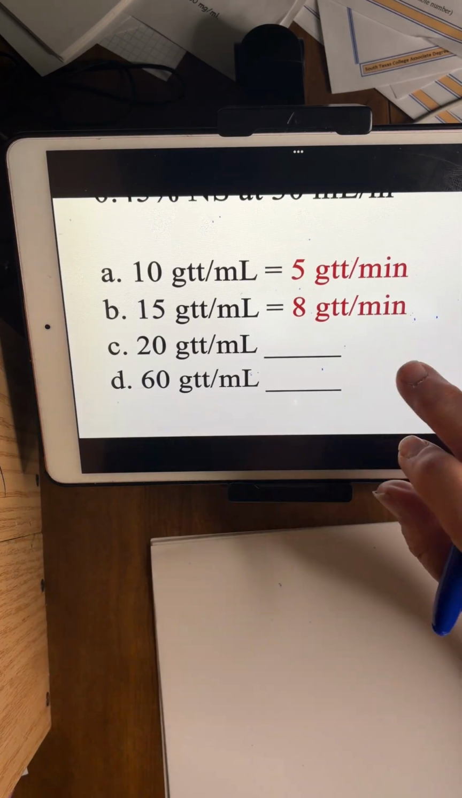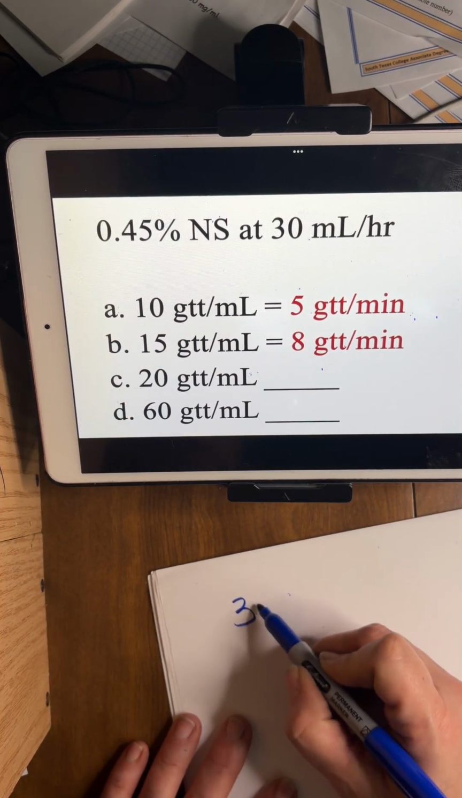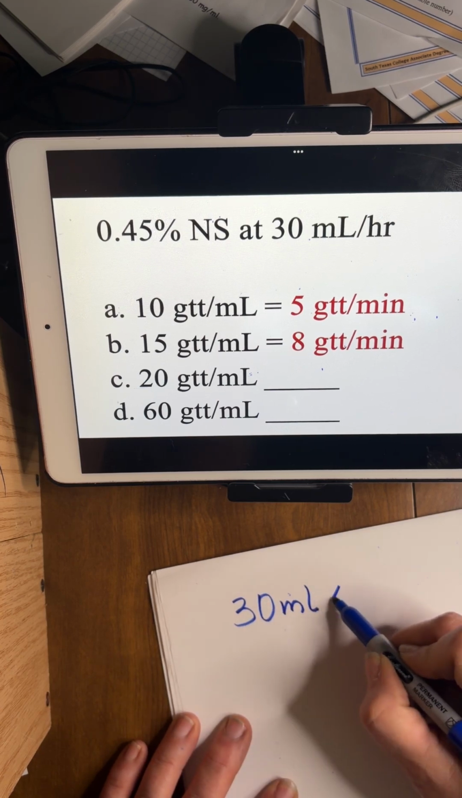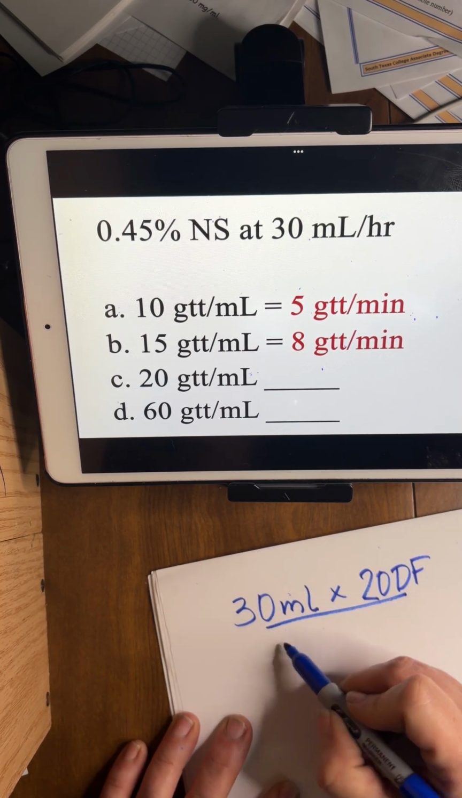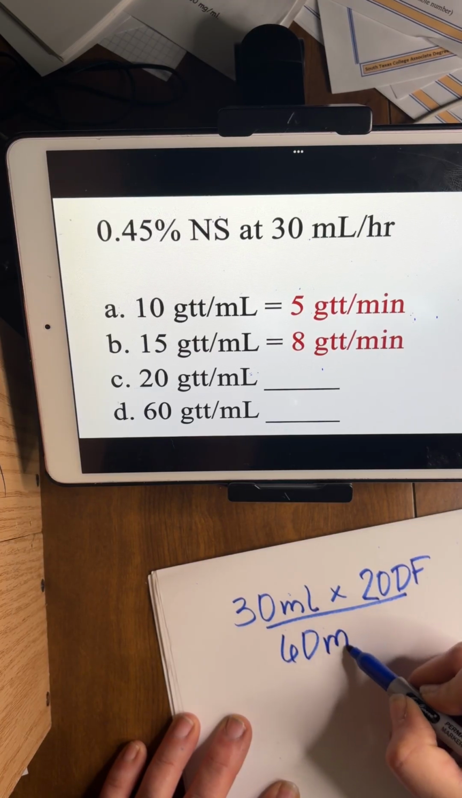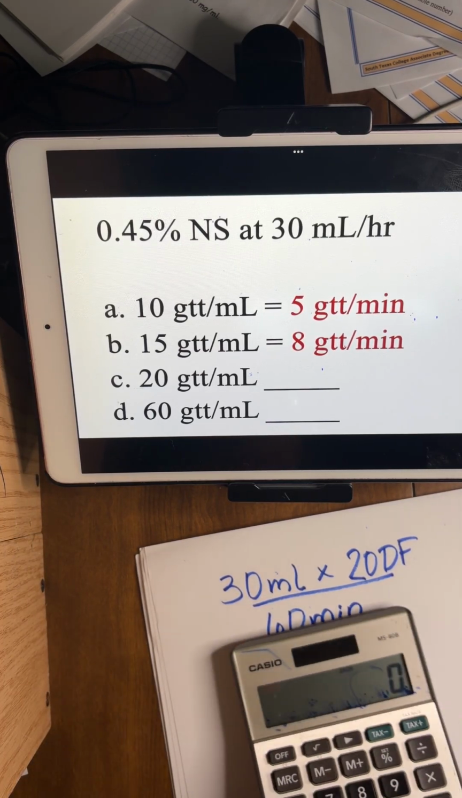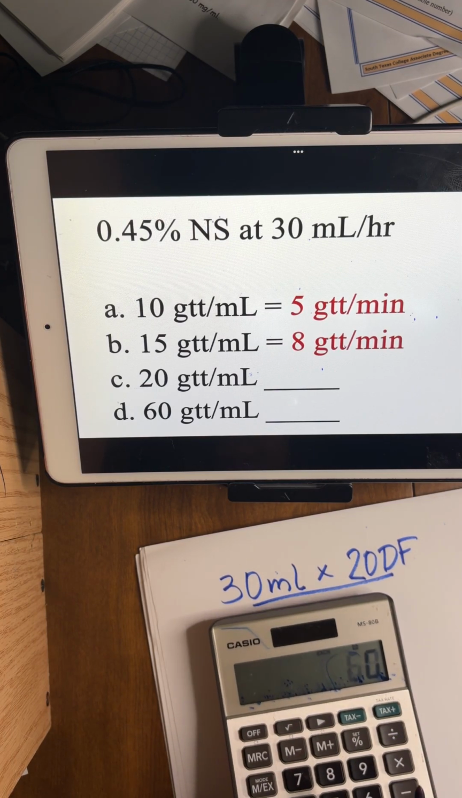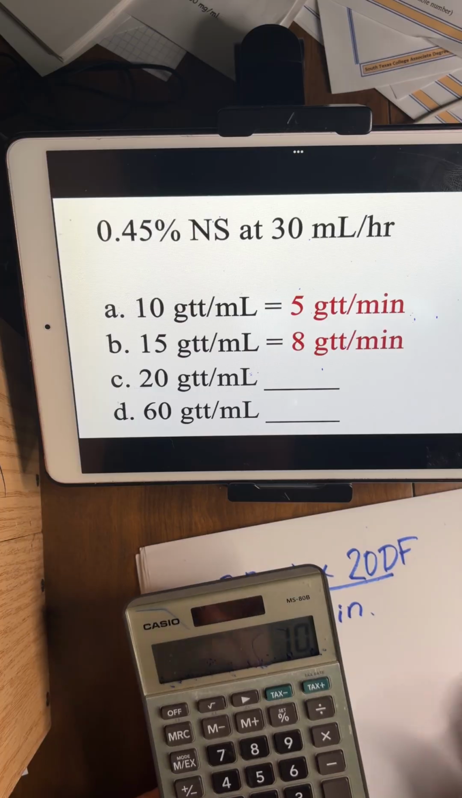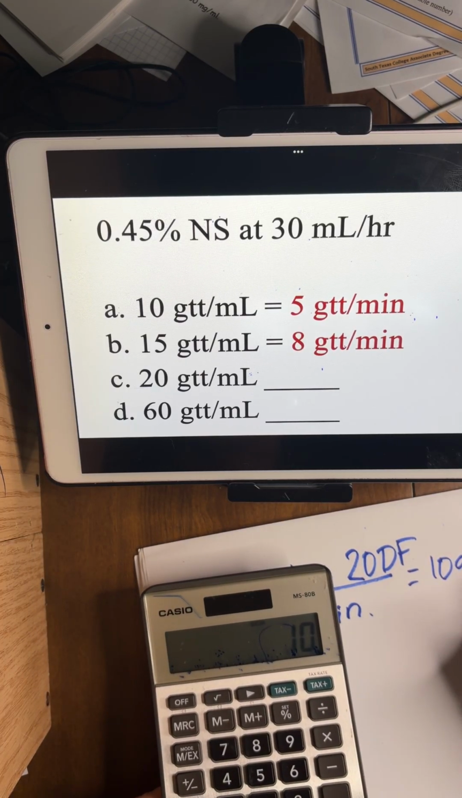Okay, let's do another one. Let's do 20. The total volume is 30 milliliters times a 20 drop factor, still cruising along at 60 minutes. We're doing the math. 30 times 20 equals, divided by 60 equals. Look, smooth, 10 drops.